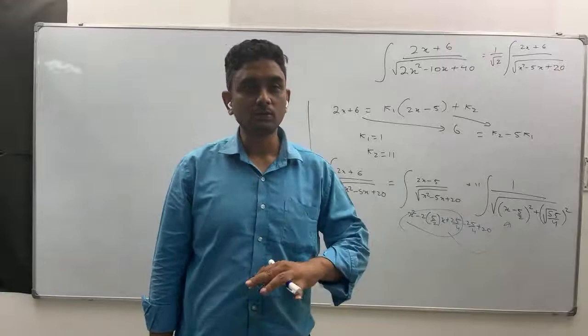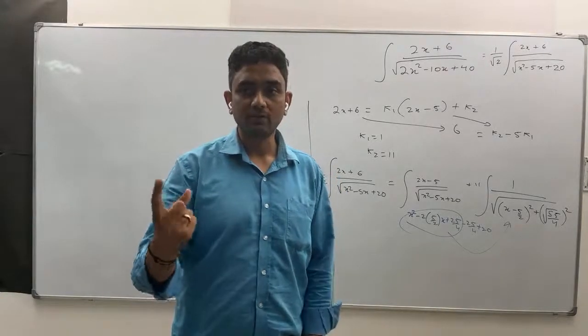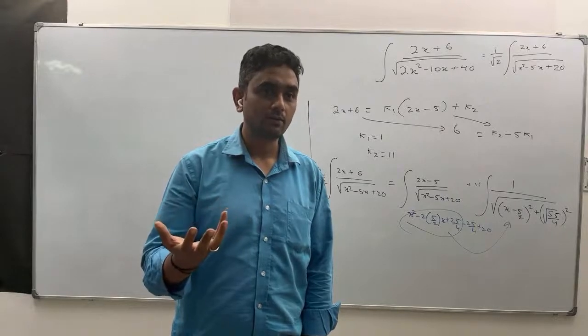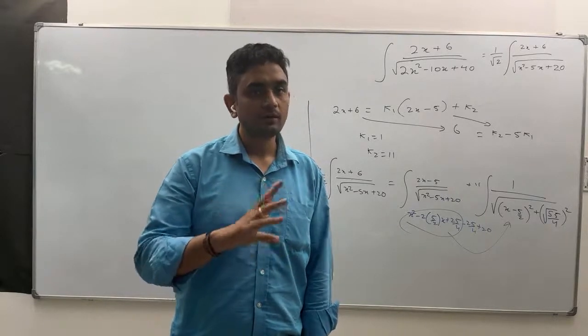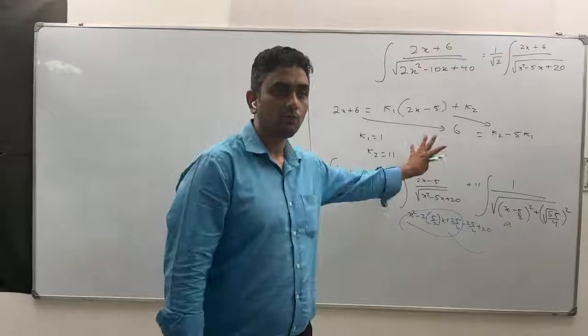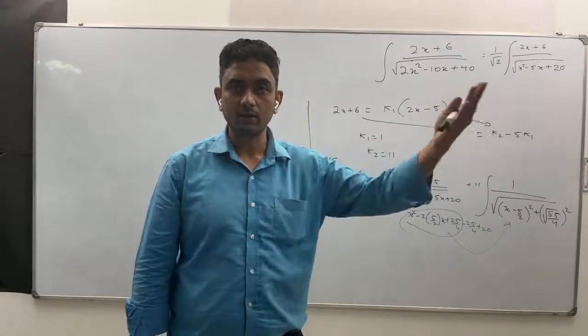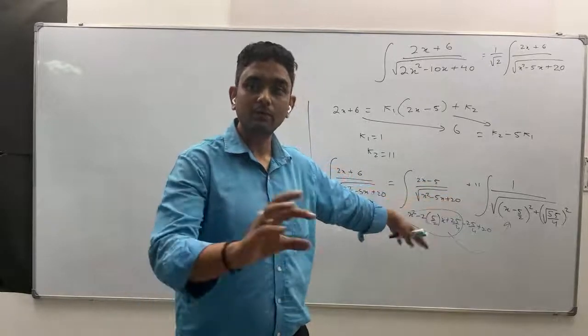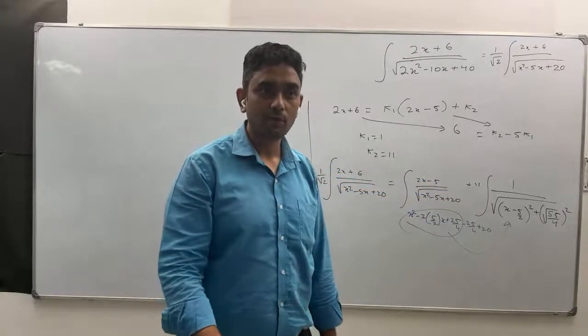All right, so this is all about substitution. 7.4 is very important. 7.2 is pure intuition, like no guideline, normal substitution. 7.3 is the trigonometric formula. 7.4 has only 4 forms: 1 by quadratic, 1 by root quadratic, linear by quadratic, linear by root quadratic. This mostly will come and mostly you will get full marks.